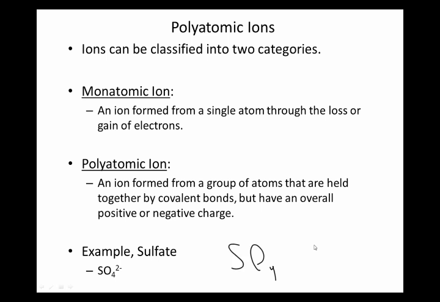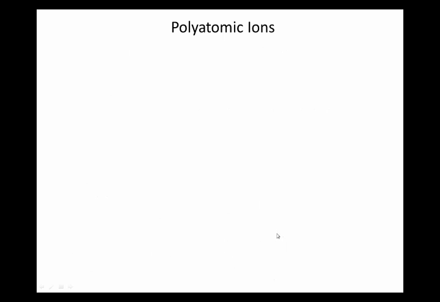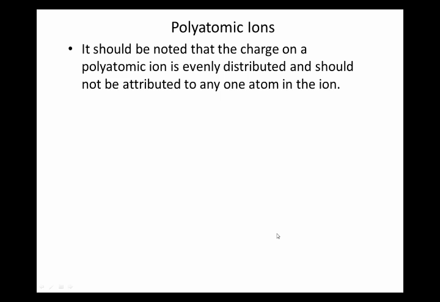SO4 2 minus. That is an example of a polyatomic ion. So you have 4 oxygens and a sulfur all bonded together with a -2 charge. There's a couple important things about polyatomic ions you should know. When you see the polyatomic ion, and this is really critical, the charge is evenly distributed and is not attributed to any one atom in the ion.